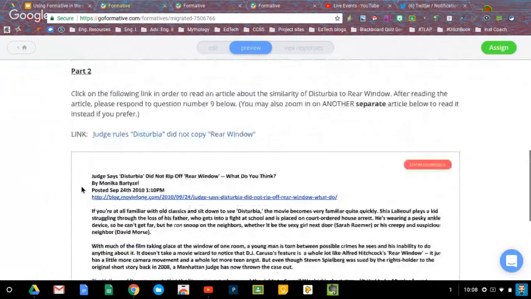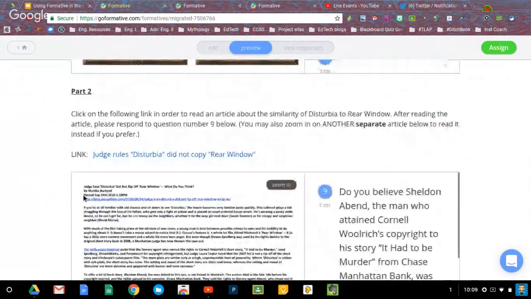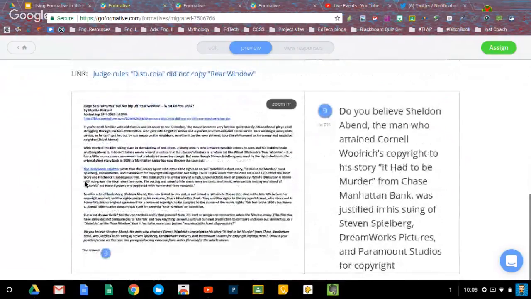So back to the question on this, what they had to do was describe what they felt. Do you believe that Sheldon Abend, the man who had Cornell Woolrich's original copyright to the story It Had to Be Murder, was justified in bringing that case against DreamWorks Pictures and Steven Spielberg, because Spielberg is the one who produced the film? So ultimately, the case was thrown out. The judge said, "Okay, this is not too similar."